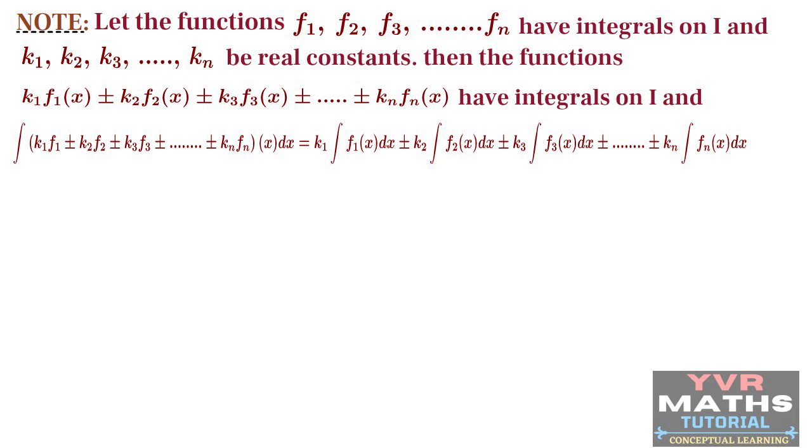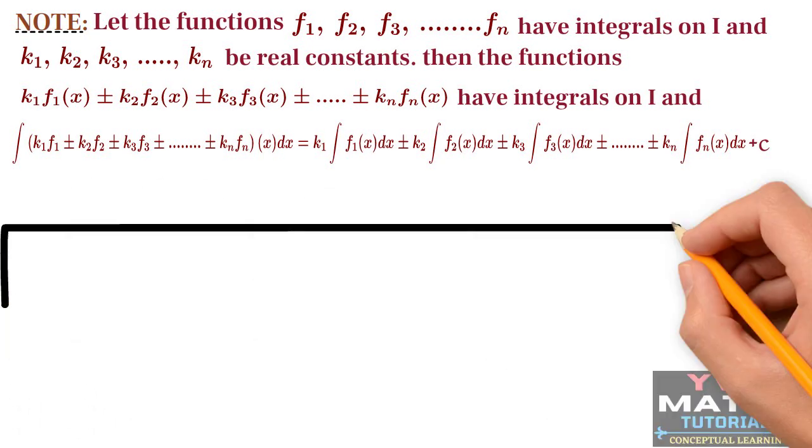Integral of k1 f1 plus or minus k2 f2 plus or minus k3 f3 plus or minus up to plus or minus kn fn of x with respect to x is equal to k1 integral f1 of x with respect to x plus or minus k2 integral f2 of x dx plus k3 integral f3 of x dx plus up to kn into integral fn of x dx plus c. That is, the integral of the sum of n functions is equal to the sum of their integrals. In each integral on the right side, the constant factor comes outside of the integral sign.